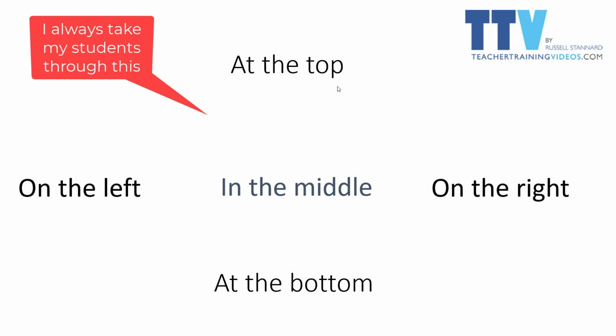So for example, you've got at the top, at the bottom, in the middle, etc., on the left, on the right, but you can also combine these. So you can say in the middle on the left, in the middle on the right. You can say, for example, at the top on the right, at the top on the left, at the bottom on the right, at the bottom on the left. So it's a brilliant way of helping students to explain where things are in the picture.